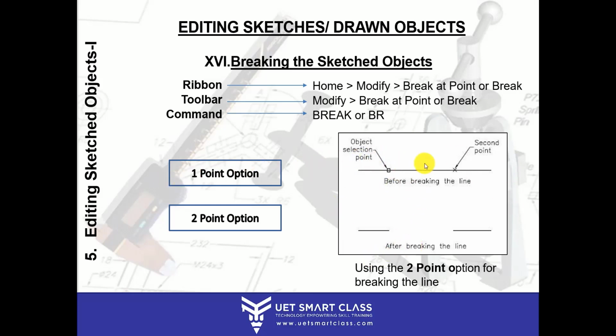Now see, here this is using the 2 point option for breaking the line. Before breaking, this is your line. You select the object. Your selection point would be the first point, and the second point would be wherever you specify the second time on your screen. So it will break the line in between. Am I clear? This is 2 point. In 1 point, wherever you click or specify a point on your line, it will break from that point into two parts. I'll show you.